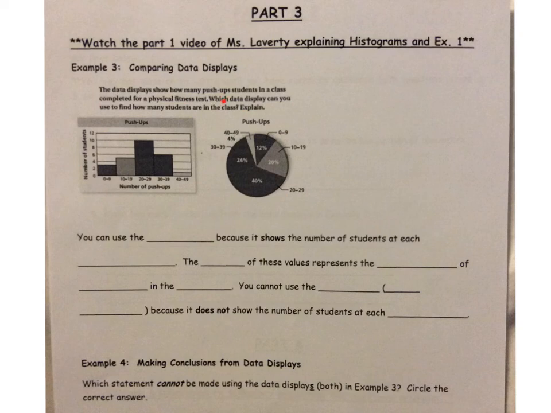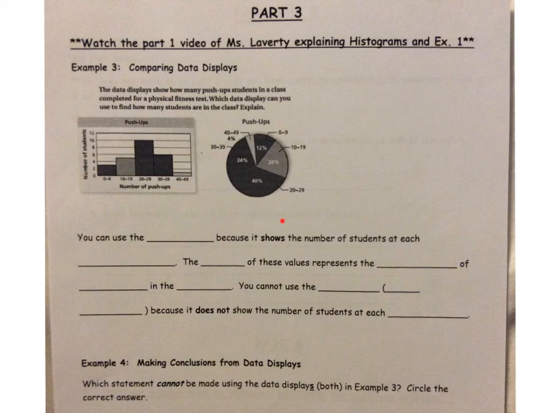Taking a look at our question again, which data display can you use to find how many students are in the class? Explain. Well, if I look at my pie chart over here and my histogram right here, I see that I can actually tell how many students fell in each one of our intervals or our buckets in my histogram. For example, 3 people were at our first bar, 5 people fell in the second bar, 10 people in the third bar, 6 people in the fourth, and 1 person in the fifth. I can count how many students were in the class.